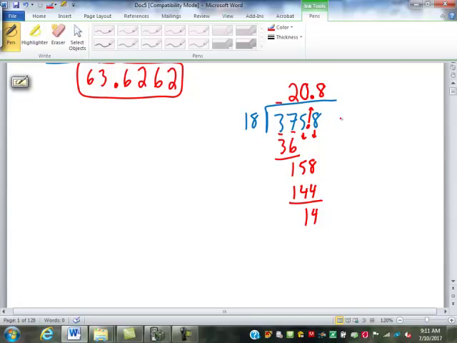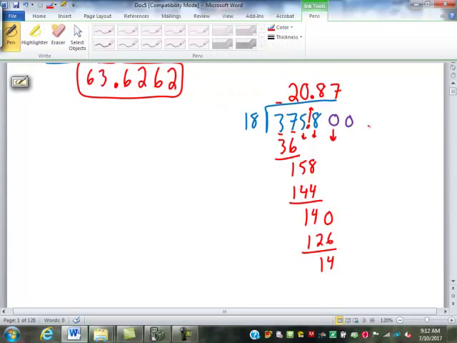I'm out of numbers. I can actually add a 0 in there and bring that down. Remember, after the decimal point, if we're out of digits, we can add zeros. 18 into 140, 7 times. So we get 126. That's going to be 14. Add another 0. Good.